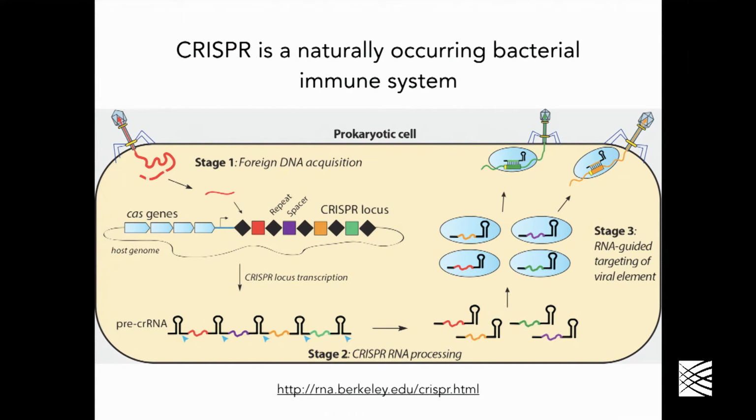So CRISPR was harnessed from bacteria, and it's a naturally occurring bacterial immune system. CRISPR is composed of two main components, the Cas genes, which are proteins, and then the CRISPR locus, which is alternating repeat-spacer units. These repeats, when transcribed, form hairpin-like structures that are recognized by the Cas proteins, and the spacers are specific to the particular phage that they can target.